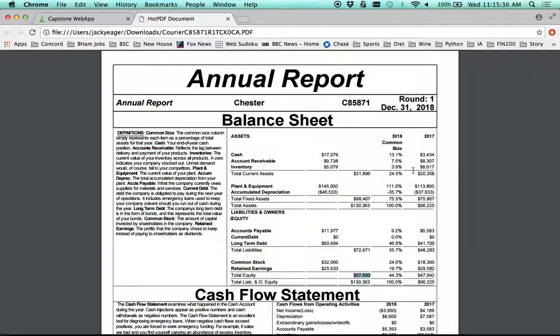Further, if you look at it just from a common sizing, they have a 44% adequacy, meaning that their equity is 44% of their assets. They have that much more equity above and beyond their liabilities. Said differently, of their assets, 55.7% are liabilities, 44.3% are equity. So that's a pretty good thing.